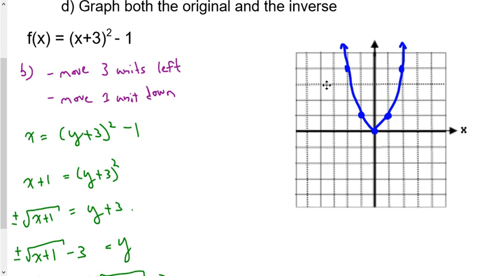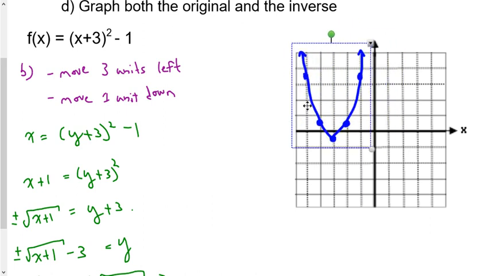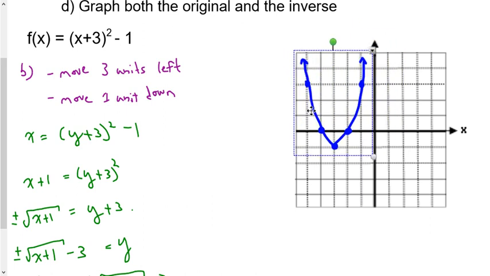Okay, so there I am, back set up as my regular y equals x squared. Now I know I'm supposed to shift 3 units left and 1 unit down. So let's grab our graph here and let's go 1, 2, 3 units left and 1 unit down. So it's going to look like that, right? This is my function right over here on the left: f of x equals x plus 3 squared minus 1.